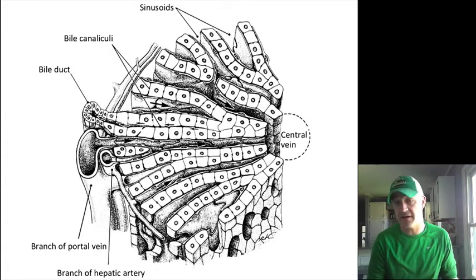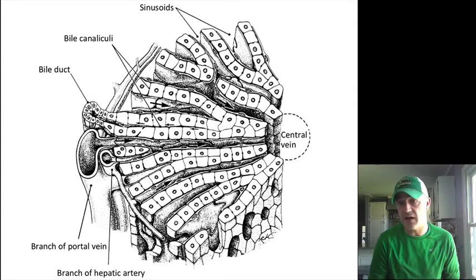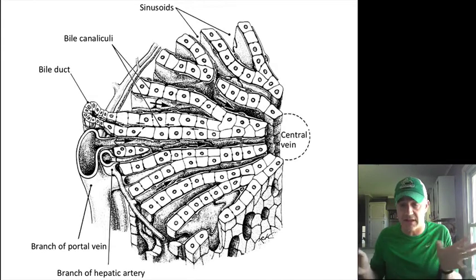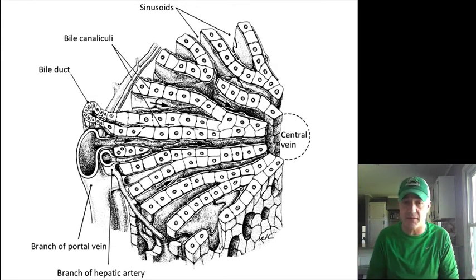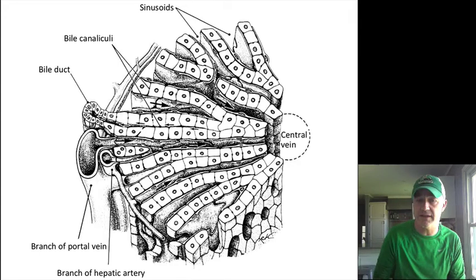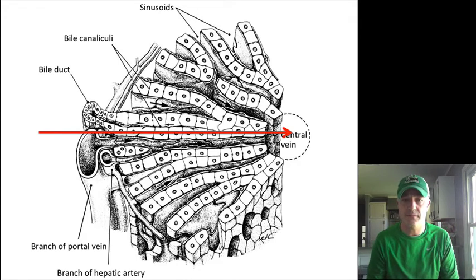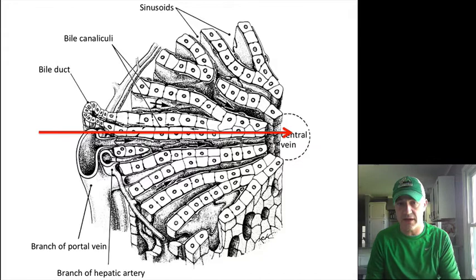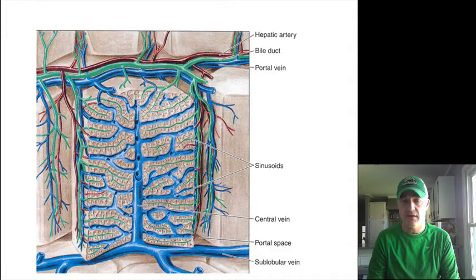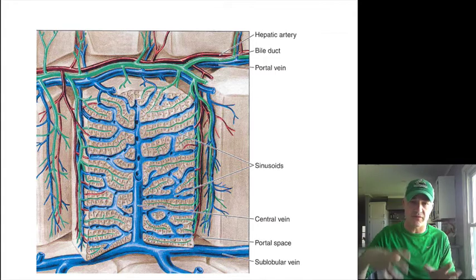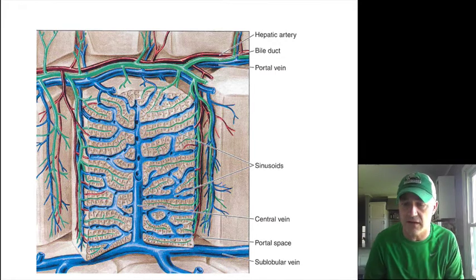You can see a little bit better on this one. So you can see how it's just a bunch of sinusoids, again, everything working to the center, allowing the liver to modify what is in this blood. The flow is going that way for the blood. You can see another image of it here with these sinusoids, kind of showing you more of a three-dimensional view of how those sinusoids look.